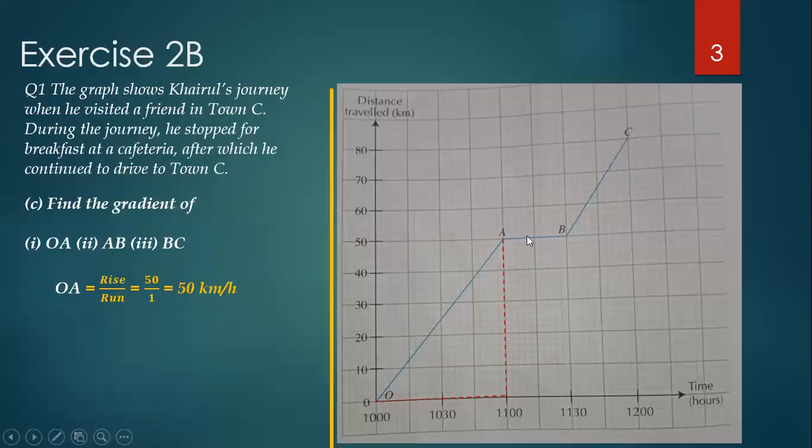Now, as you know, the gradient of a horizontal line is 0, because it doesn't rise anywhere. This line is not rising anywhere, it is only running, and it is running for about 30 minutes or half hour. So rise is 0 because it's not moving anywhere. This horizontal line doesn't move anywhere. So rise is 0. And run is half hour, which is 0.5. So when you divide 0 by any number, you get 0.